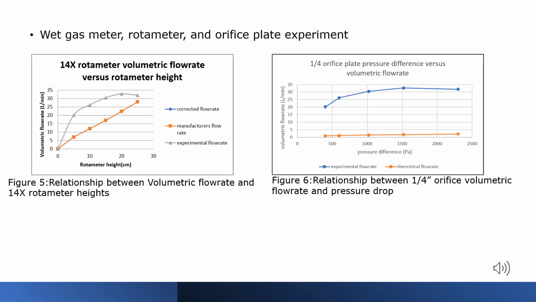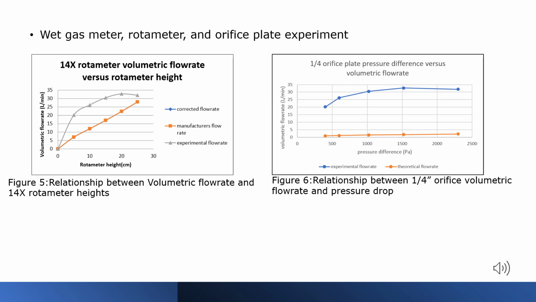Wet gas meter, rotameter, and orifice plate experiment. Figure 5 illustrates the effect of rotameter height on volumetric flow rate of a gas through a 14X rotameter. The manufacturer's curve and the corrected manufacturer's curve coincide, as the correction factor was close to unity. The experimental curve and the manufacturer's curve differ up to a height of 30 cm. Thereafter, the difference between the two curves lessens. Therefore, the 14X rotameter would be best suited to measure the volumetric flow rates at high rotameter heights.